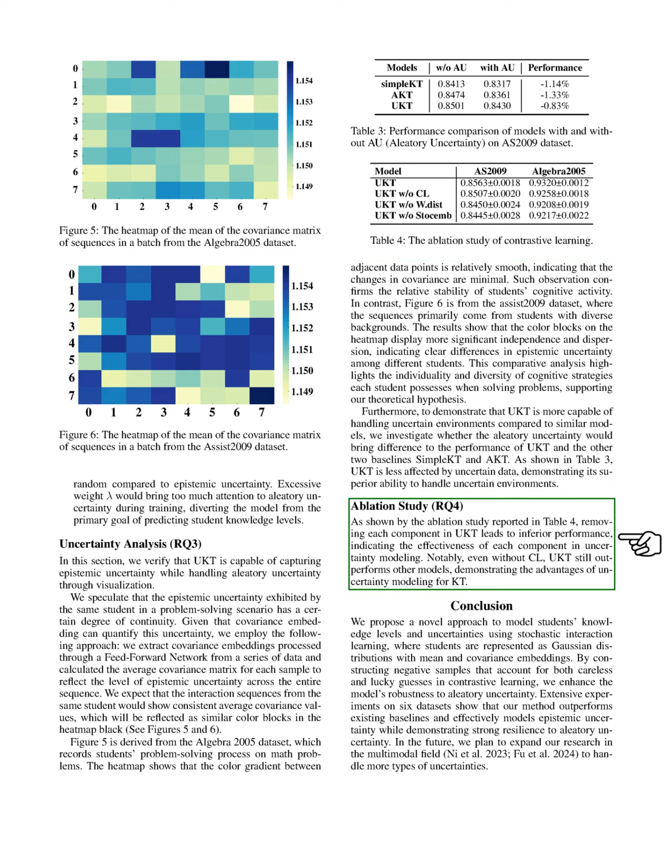Finally, our ablation study reveals that removing any component from UKT results in decreased performance, underscoring the importance of each element in uncertainty modeling. Notably, even without contrastive learning, UKT still outperforms other models, showcasing the benefits of our approach to uncertainty in knowledge tracing.